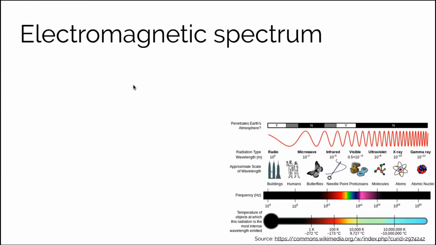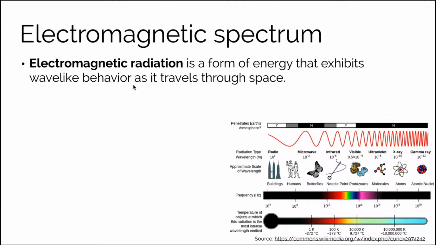All right, so we just talked about how the electrons are found in these energy levels. So let's talk a little bit more about that energy that the electrons have. A lot of the energy that we can see, that we're familiar with, is in the form of electromagnetic radiation. This is just a form of energy that has a wave-like behavior as it goes through space. So let's talk about waves a little bit more.